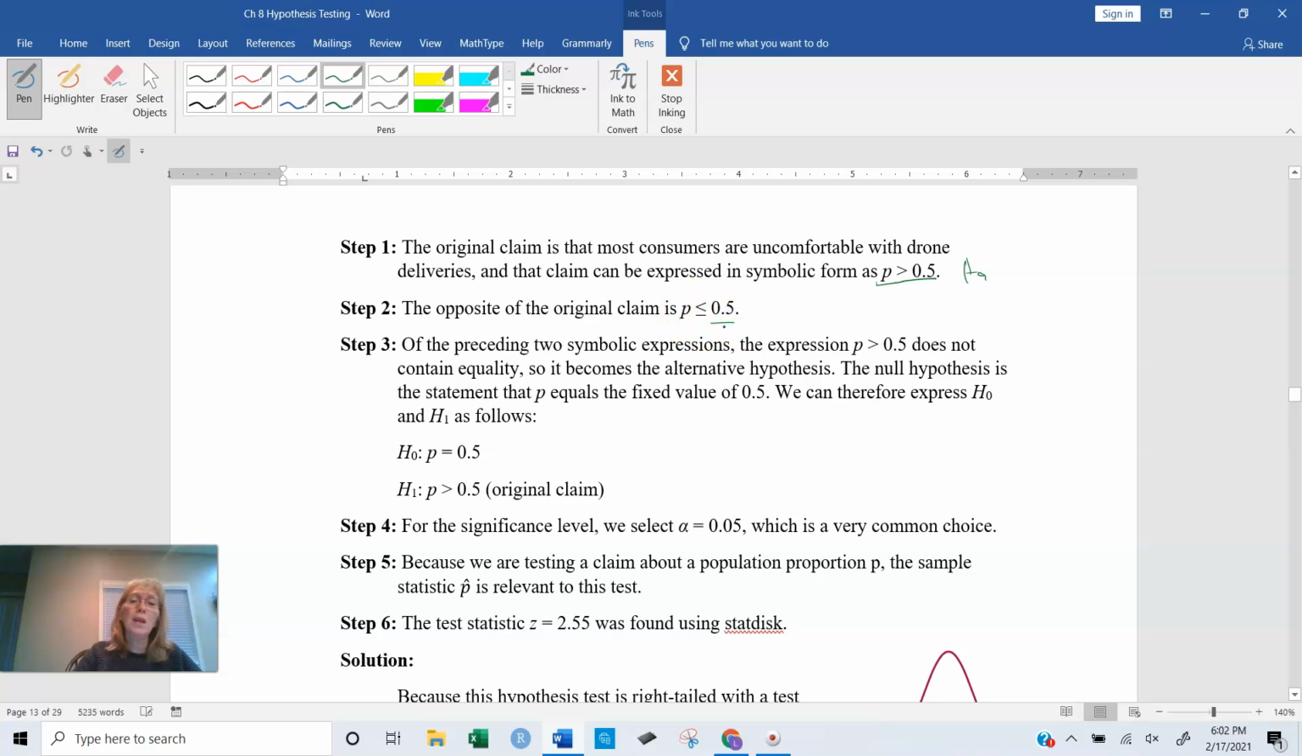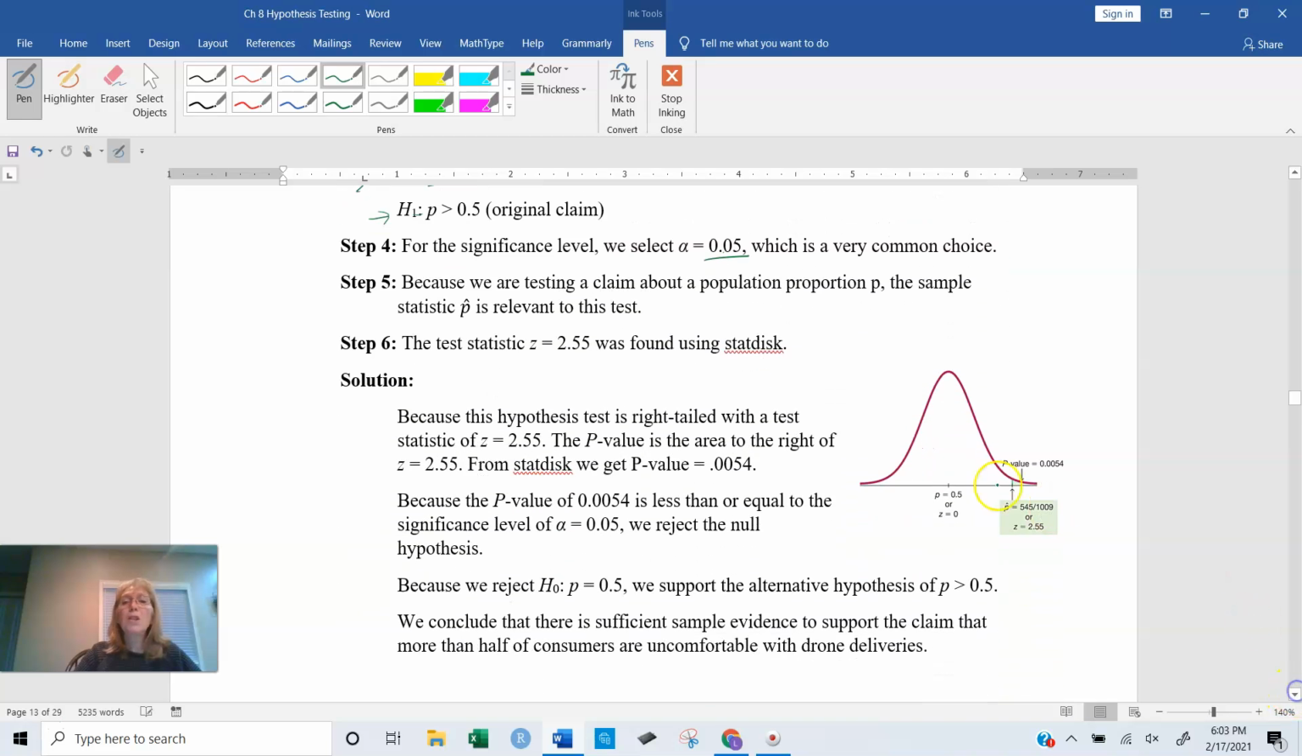Now when we're doing this, we have to remember that our null hypothesis is the one that contains the equal. So our null hypothesis is p equals 0.5, and this is H1 or HA, whatever you want. The significance level we have to select is 0.05. Okay, now we have to test your claim about the population proportion.